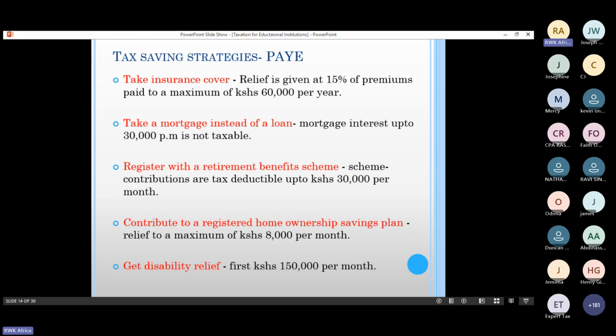So disabled employees get a relief. Their salary from 0 to 150. Anyone earning within that range, 0 to 150, they don't pay taxes. But you have to be registered with the disability authority, and they have to verify that you fall under that category and you have a disability registered number, so that you can qualify for exemption of that pay as you earn tax. So if you have those employees in our institutions, encourage them to get that.